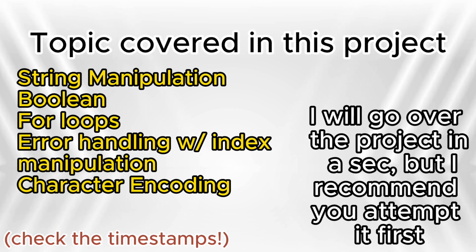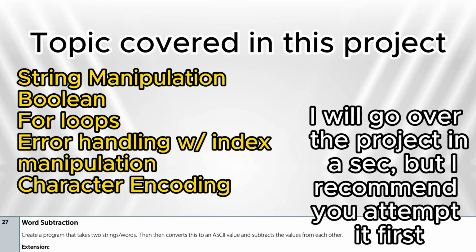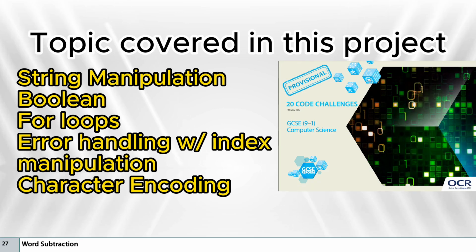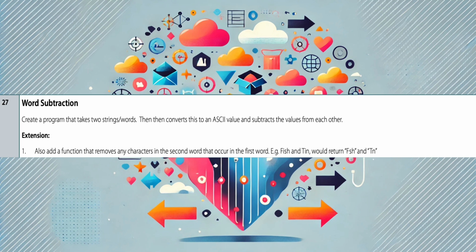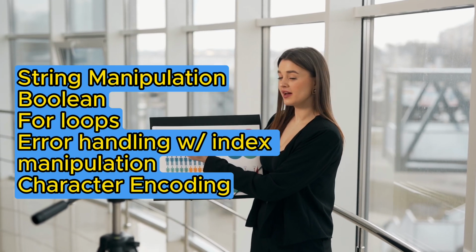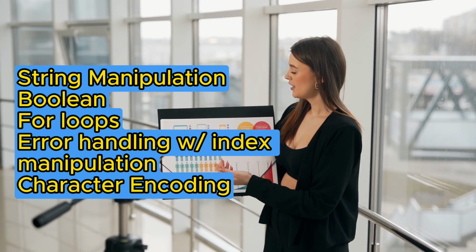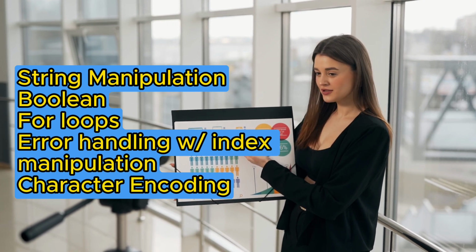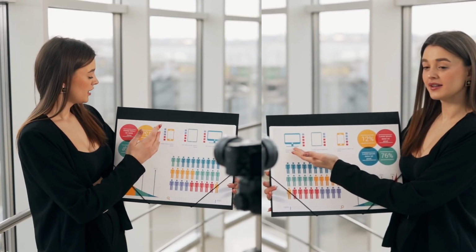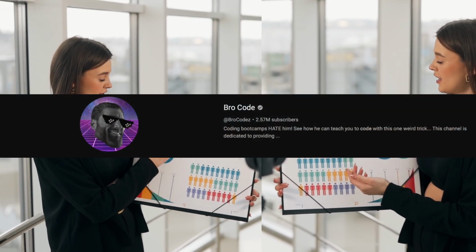Hello, it's the third, and in this video I'll be going over this coding challenge from OCR Coding Challenges. Now it's technically meant for GCSE students, but we can just ignore that part, can't we? The task is fairly simple, but we'll be learning how to use these functions and methods along the way: string manipulation, Boolean, for loops, error handling with index manipulation, char encoding, as well as exploring two ways to solve this. So sit back, relax, and enjoy the show.